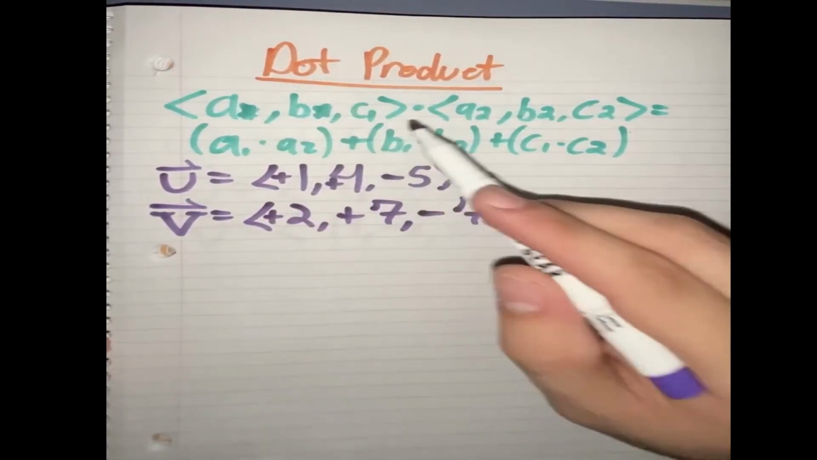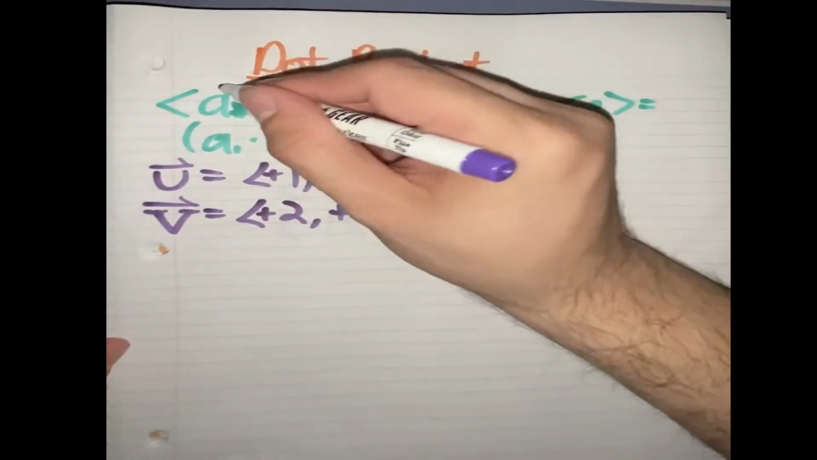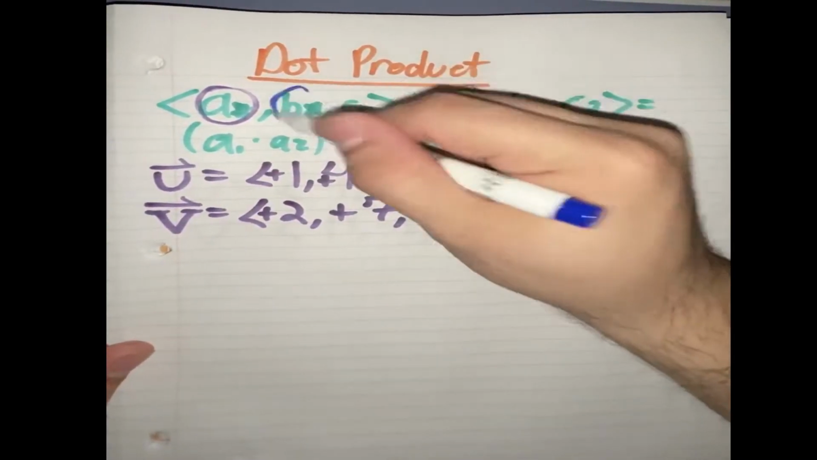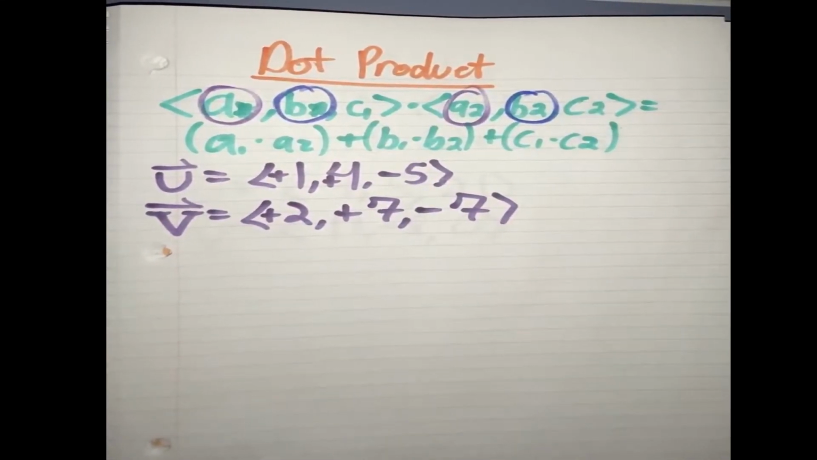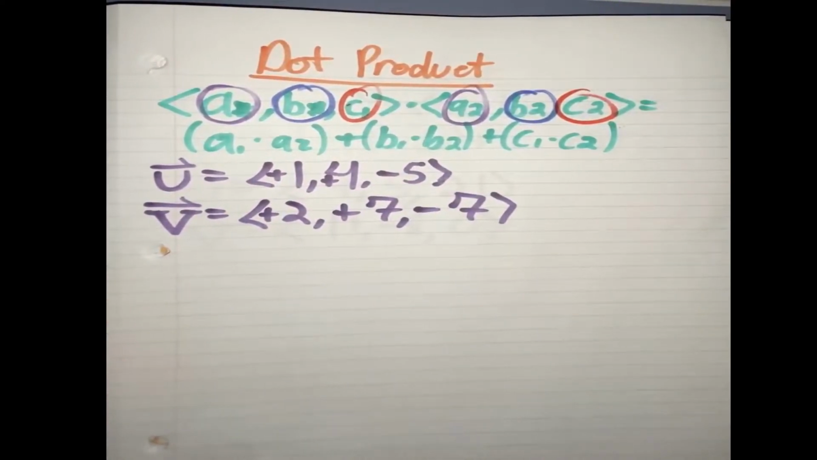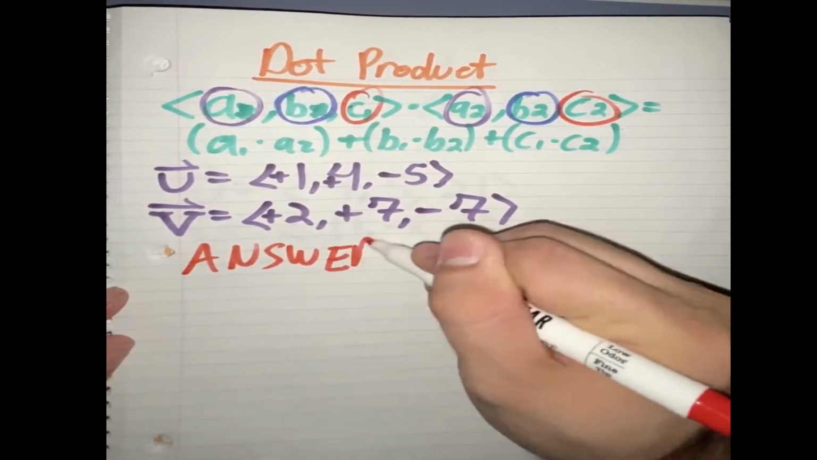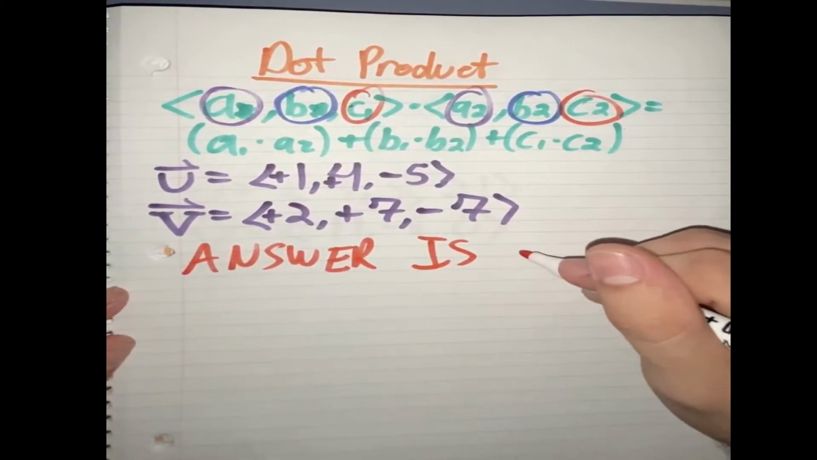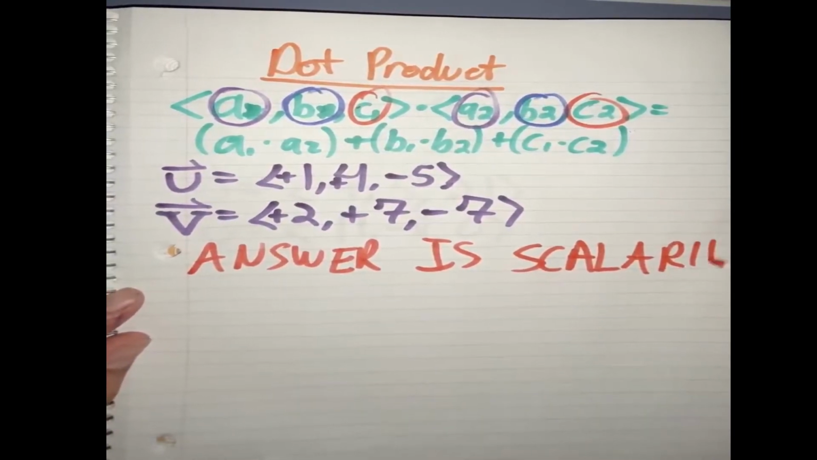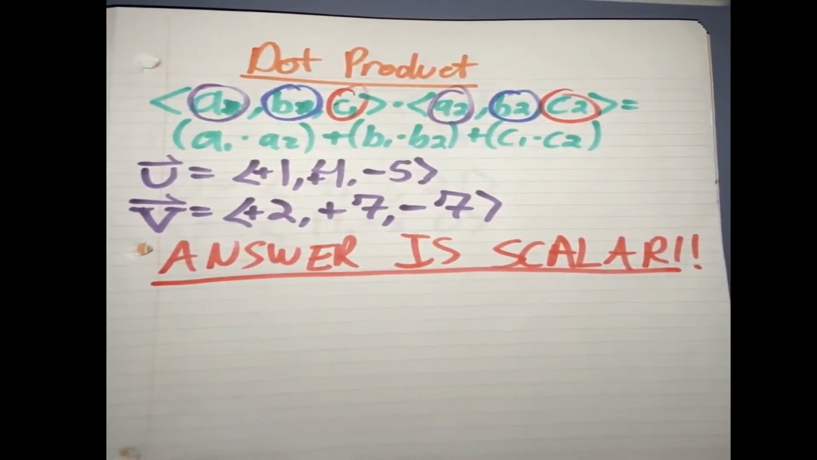Vector A1, B1, C1 dotted with A2, B2, C2 is equal to A1 times A2 plus B1 times B2 plus C1 times C2. In dot product, your answer is scalar, always. You should never get a vector. If you got a vector, then make sure you add those numbers together because your answer is always going to be a scalar. It's never going to be a vector.